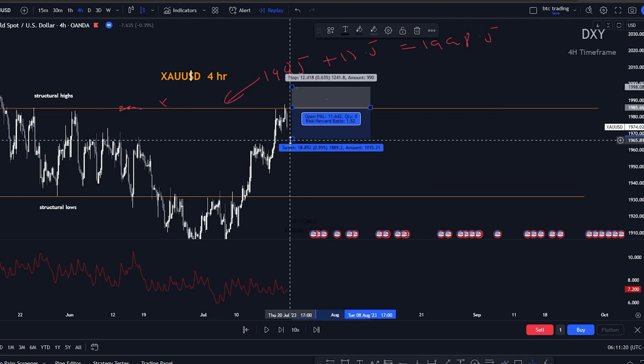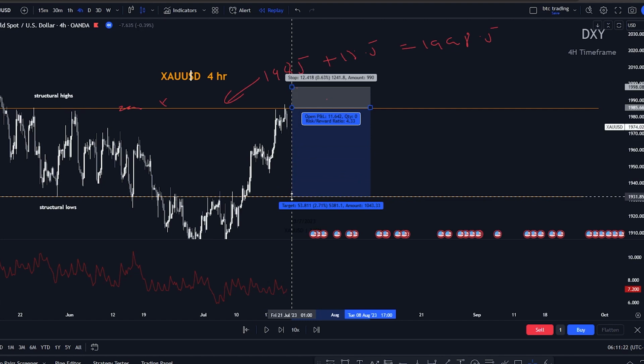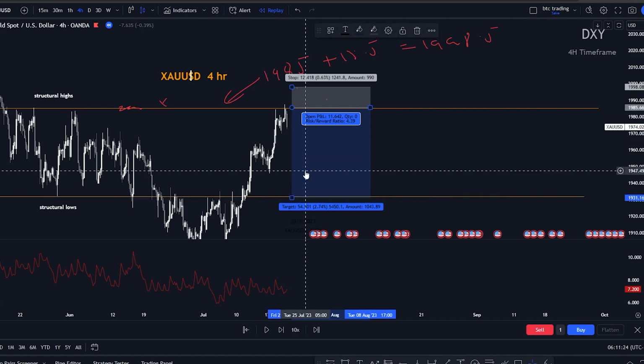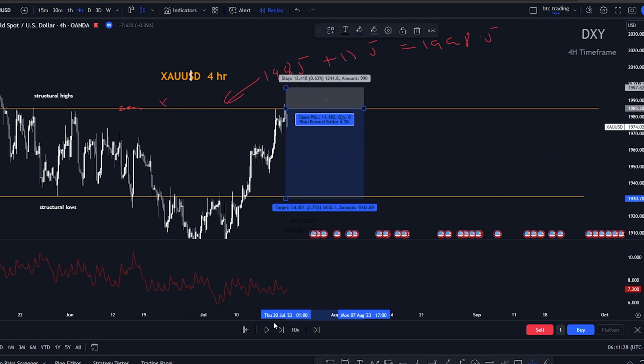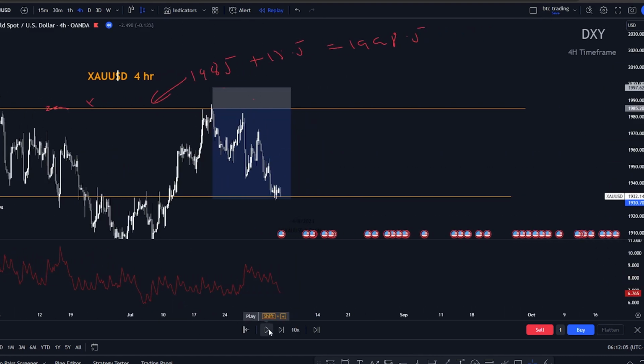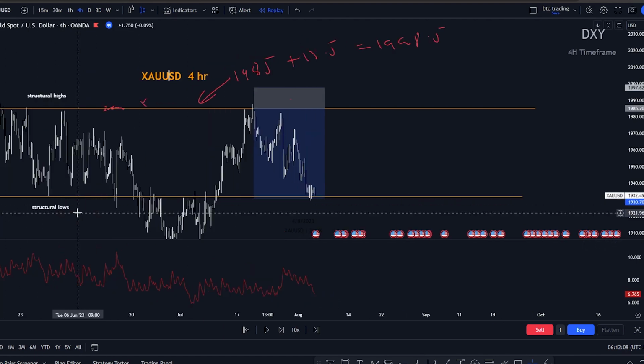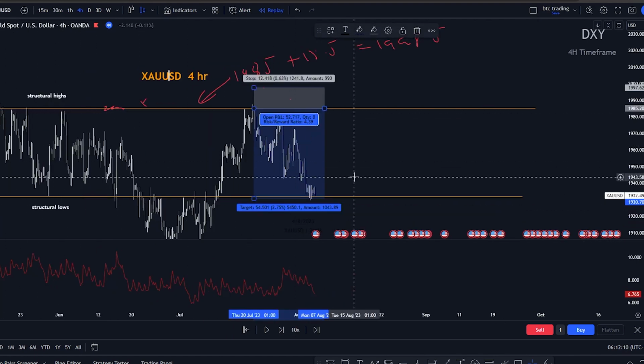I would like to target at least these lows. So it is a 3 to 4 hour trade. Let's run it forward, and see if I could place this position correctly. As you can see, we targeted the lows and I took profit here, and the 4 hour trade was completed.